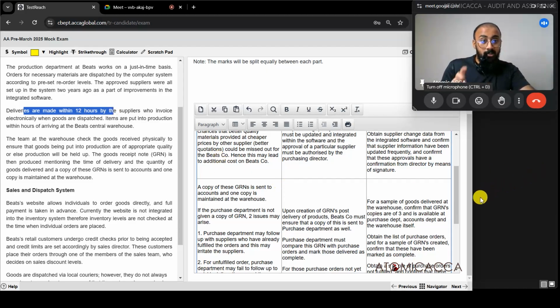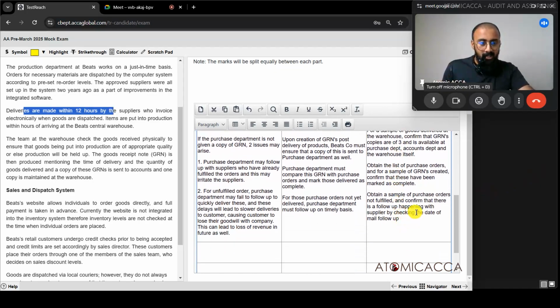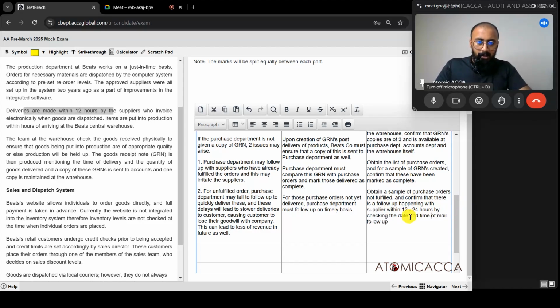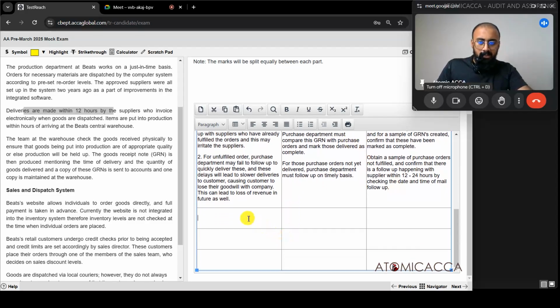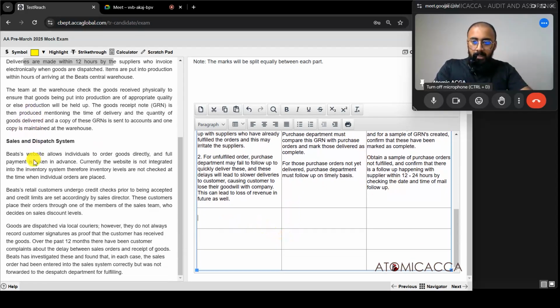So that is what I'm checking through the mail. Obtain a sample of purchase orders not fulfilled and confirm that there is a follow up happening with the supplier within 12 hours, or within 12 to 24 hours, by checking the date and time of the mail follow up. So we told the second issue and that is over.